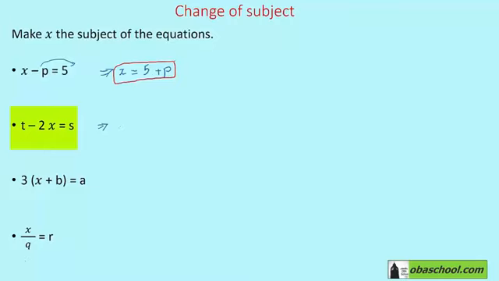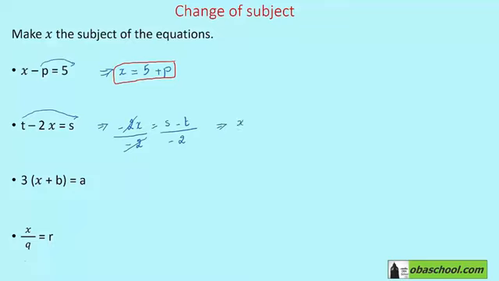Second example, t minus 2x equal to s. Now let's take the t to the other side of the equal, and since it's positive, it's going to become negative since it flipped to the other side of the equal. And we're going to have minus 2x equal s minus t. Now let's get rid of the minus 2 that is right next to the x through dividing both sides of the equal by minus 2. So we got rid of it.